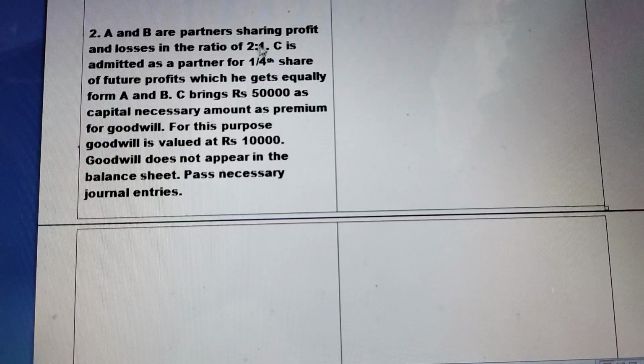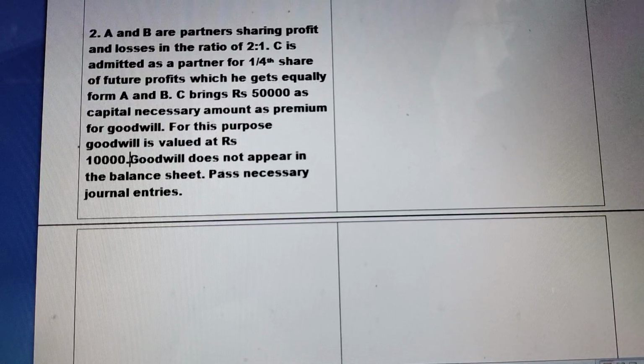A and B are partners sharing profit and losses in the ratio of 2 is to 1. C is admitted as a partner for one-fourth share of future profit, which he gets equally from A and B. That is, C is admitted for one-fourth share, and this one-fourth share is sacrificed by A and B equally. Okay.